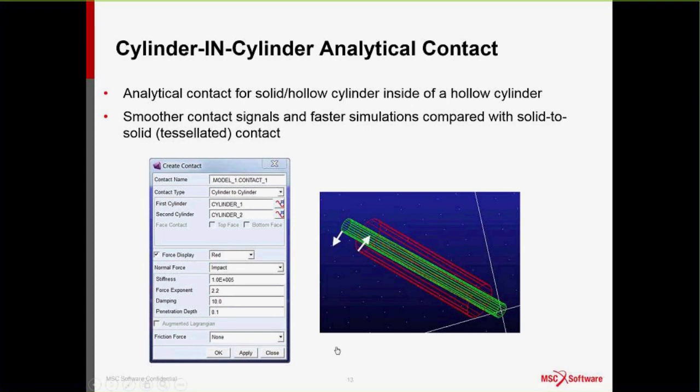We also have in this release in-cylinder analytical contact coming to us in Adams. We've had two-cylinder external collisions of cylinders represented analytically. In this case, we're now doing essentially a tube and sleeve type contact, enabling that analytically. In general, analytical contacts are better because they provide us smoother contact signals and faster simulations compared to typical Adams solid-to-solid contacts where we're tessellating the surfaces.